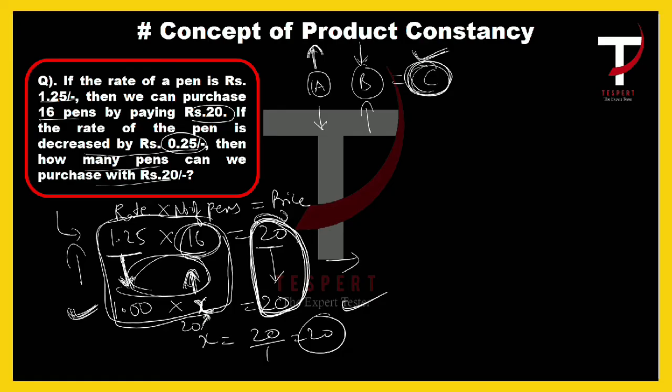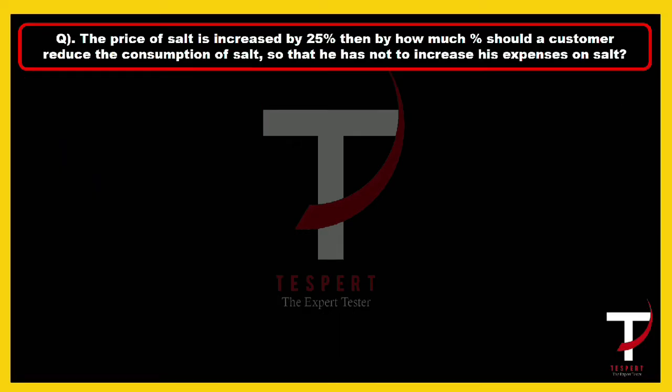So let's move on. The price of salt is increased by 25%, then by what percent should a customer reduce the consumption of salt so that he does not have to increase his expenses on salt?